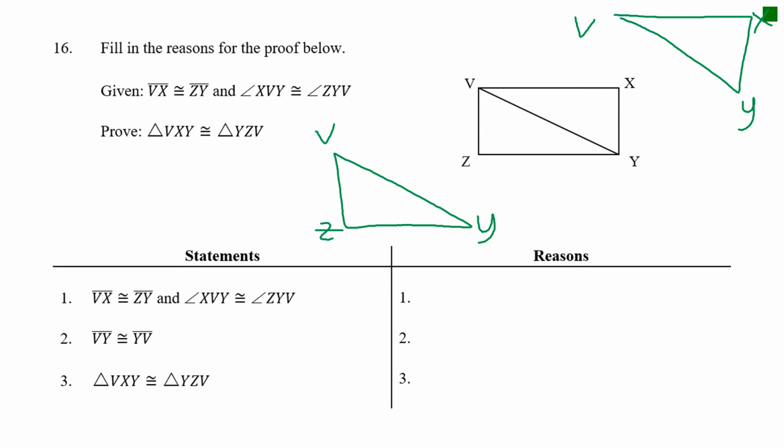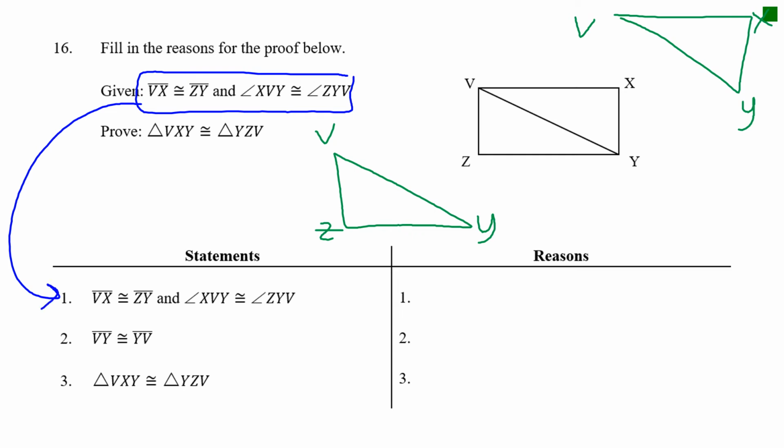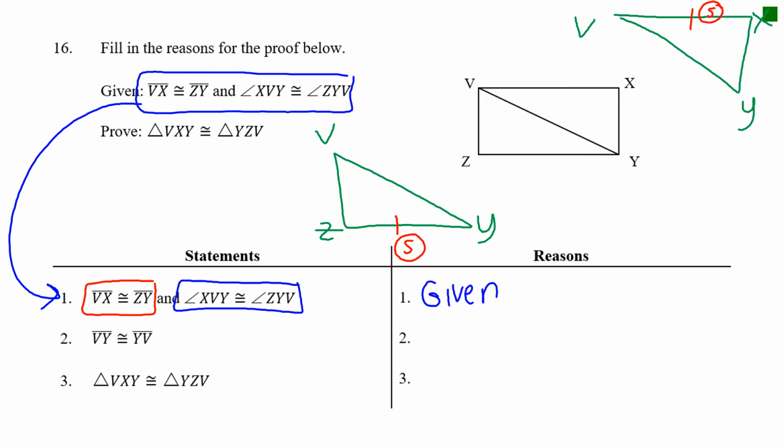Okay. So you should always start a proof with what's given. We're given these two pieces of information, so go ahead and put that as statement number 1. And we know all that to be true because it was given to us. Okay. Now, first statement, VX is congruent to ZY. VX is located right here, so I'm going to put one tick mark and S because we're talking about sides. ZY, a tick mark and put an S because we're talking about congruent sides. The next piece of information, angle XVY is congruent to angle ZYV.